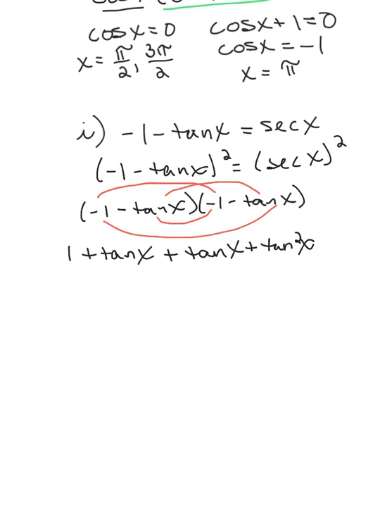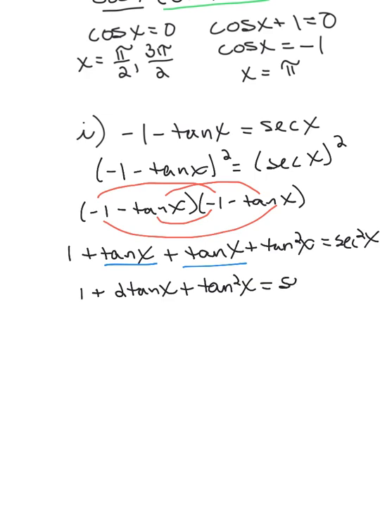Going over to the other side of the equals, if we square secant, we get secant squared of x. I do have like terms, tangent of x plus tangent of x, on the left side. So in combining that, I will get 1 plus 2 tangent of x plus tangent squared of x equals secant squared of x.